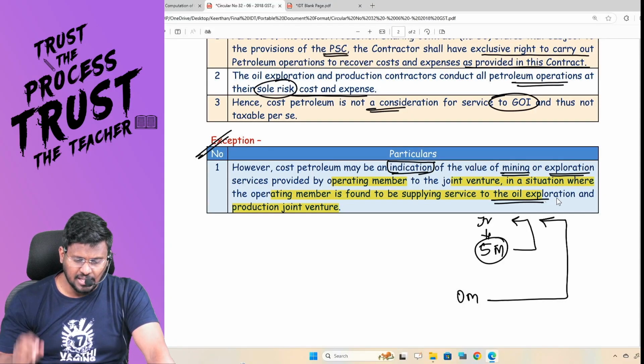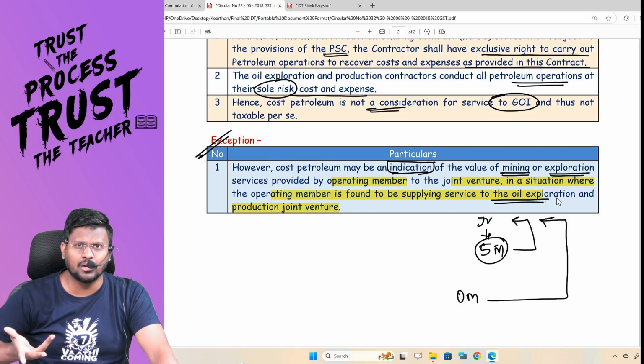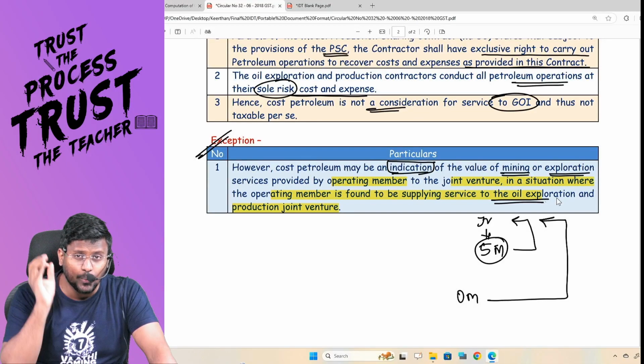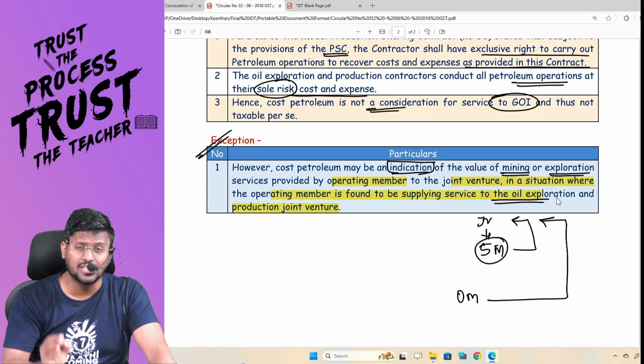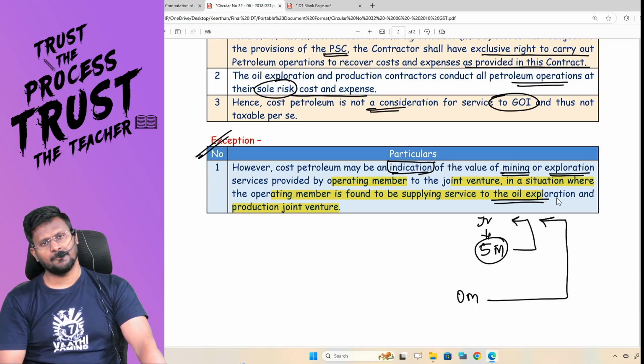So if any cost petroleum has been incurred by a member of the joint venture, we can say that some other person has provided service to the joint venture. That will be covered under section 7 subsection 1 clause AA. For that, GST will be levied.